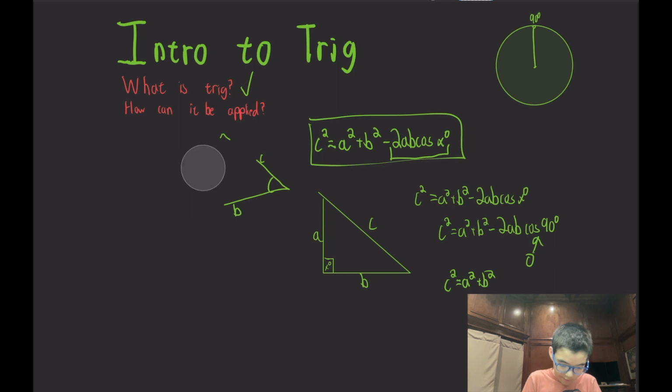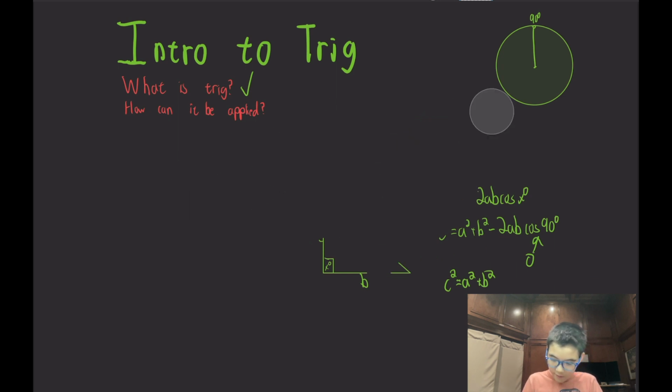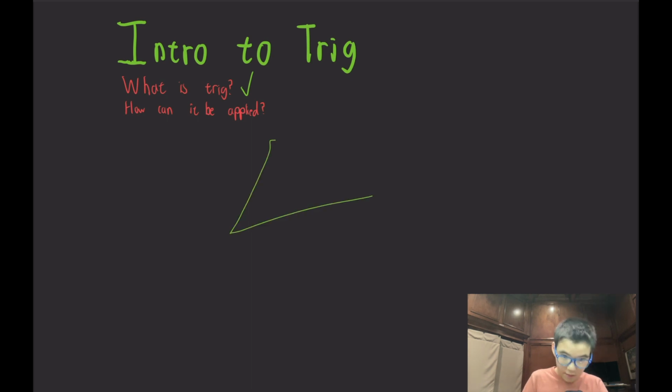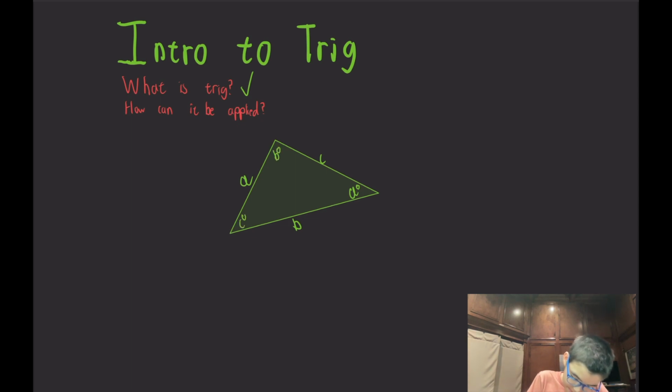Alright, what about law of sines? Law of sines is another formula that relates the side lengths of a triangle with its angles. So let's just say we have a triangle like that. Say it has sides a, b, and c. Let's say the angles are A degrees, B degrees, and C degrees.